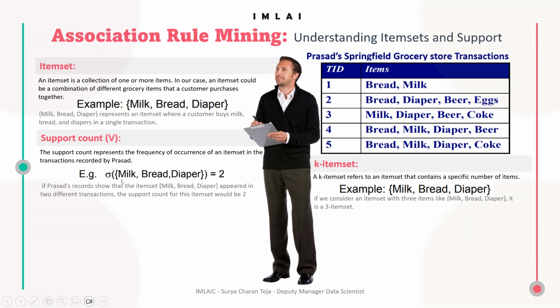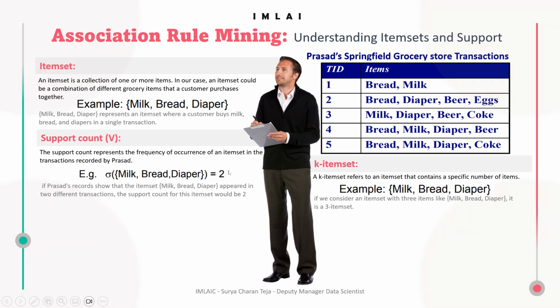Let's take this item set, milk, bread, diaper. Bread, diaper, milk; diaper, bread, milk. It has been repeated 2 times. The purchase has been repeated 2 times in 2 transactions. So that is the reason the support count for this item set, milk, bread, diaper, is 2.